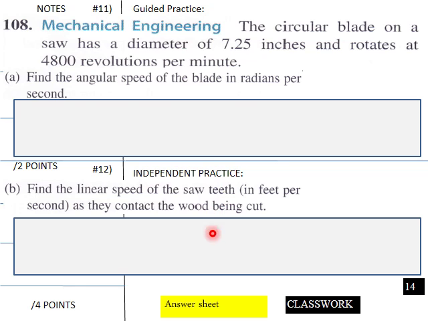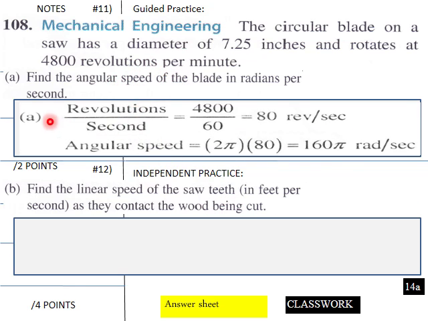So to do that, to find our angular speed, we have to use our formula here. Revolutions per second equals 4,800 over 60, which equals 80 revolutions per second. 4,800 divided by 60 is 80 revolutions per second. So our angular speed now, we multiply 2 pi times 80 equals 160 pi radians per second. And then down here, students, this one's on you.